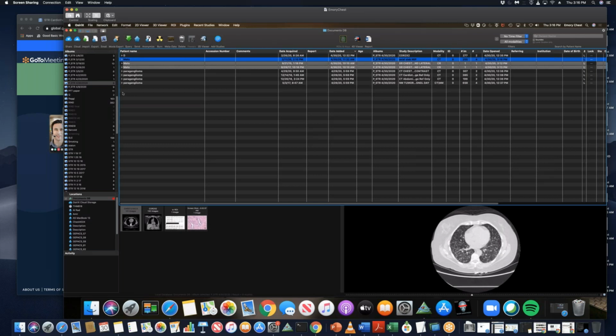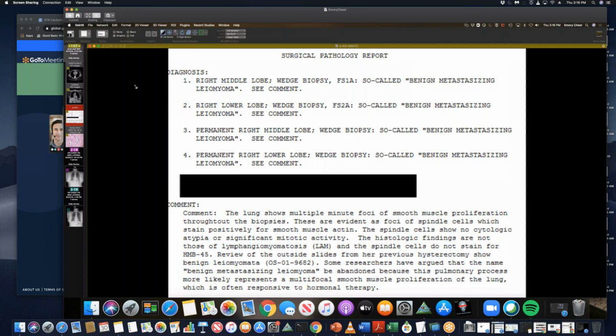Wow. I think it's the first one that I personally have seen with a miliary pattern. Usually we see relatively few, relatively large nodules. Yeah. Sometimes with cavitation. That's pretty crazy.